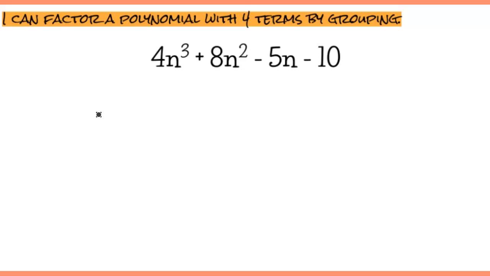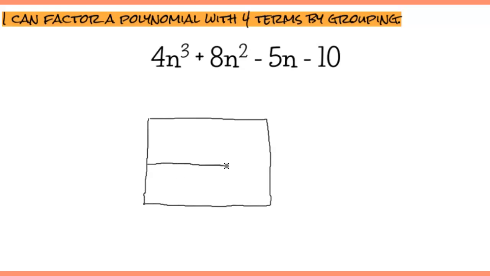So I'm going to draw a box. I've got four terms, so I need four boxes on the inside. Same box that we did when we multiplied binomials, but now we're going to create two binomials from this four-term polynomial. Then I want to write each term in a box in order.